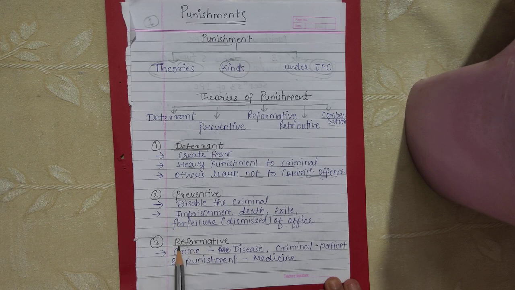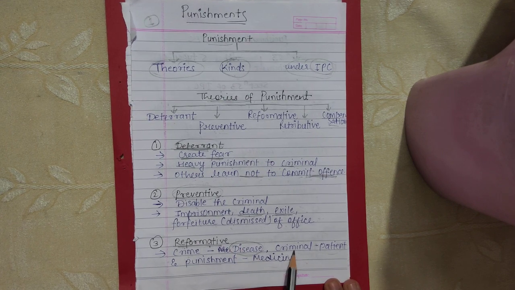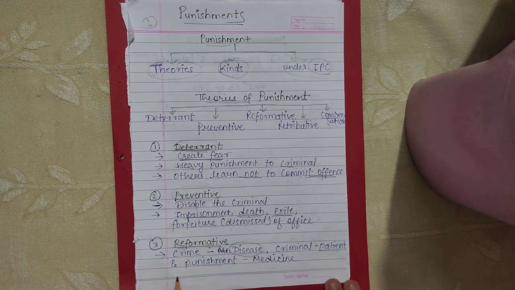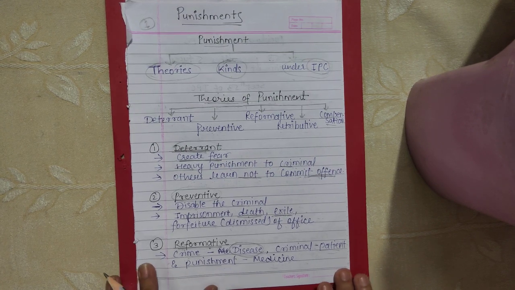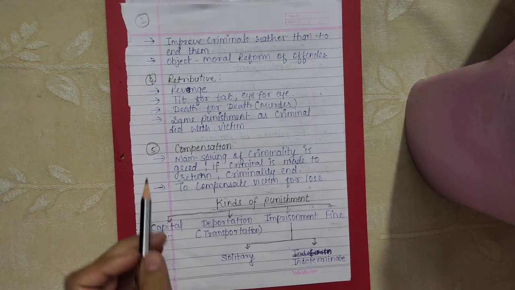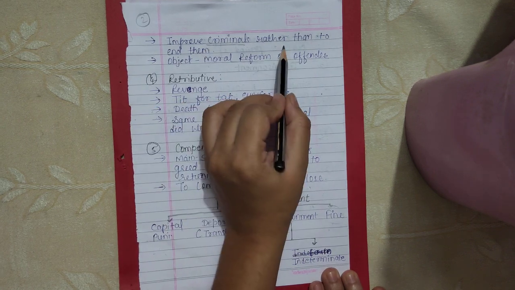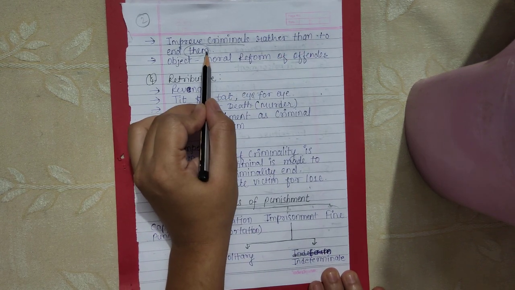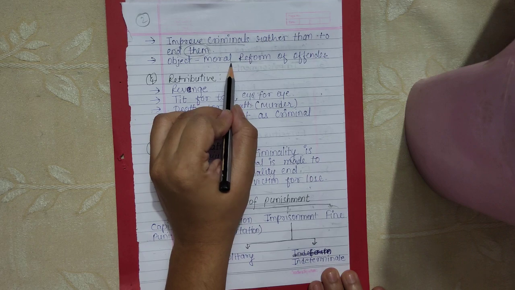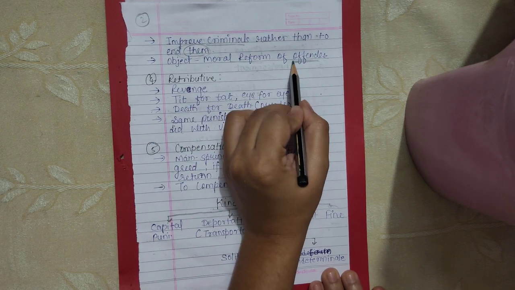Third, reformative theory. This theory is acceptable in most of the countries. The central idea of this theory is crime should be treated as disease, criminal should be treated as patient, and punishment should be treated as medicine. The main aim of this theory is to improve criminals rather than to end the criminals. The main object is the moral reform of the offender.